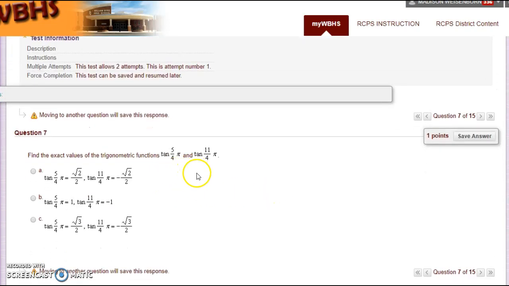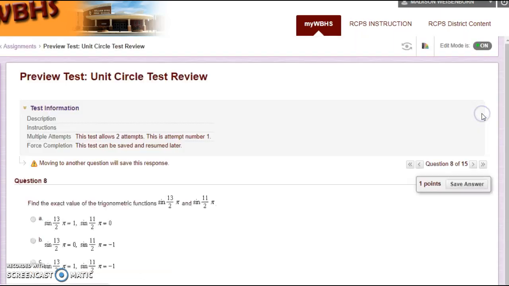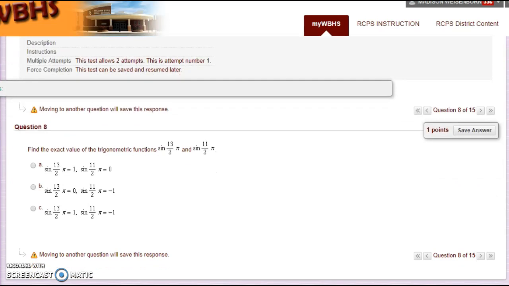So these are just more of those questions where you're evaluating on the unit circle. I won't talk about that anymore. Just know that tangent's y over x. Practice using the unit circle. Make sure you have the unit circle memorized. Same with this question.